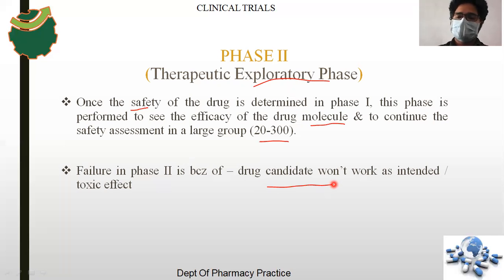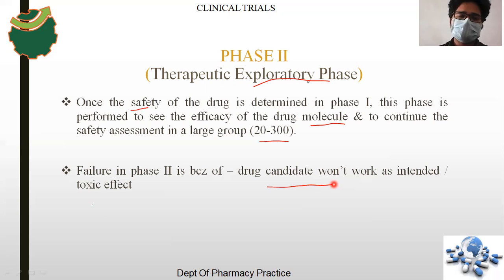Means, as we see in phase 1, we just see the safe dose, we don't see therapeutic efficacy. So it might be that the drug has worked appropriately in animals, and in humans also they found a safe dose, but when it comes to therapeutic efficacy, whether it shows its intended activity or not, the drug may be lacking in it, where the drug is safe, but the drug doesn't have any therapeutic efficacy to use. So at that time, the drug is going to get rejected from phase 2 trials.